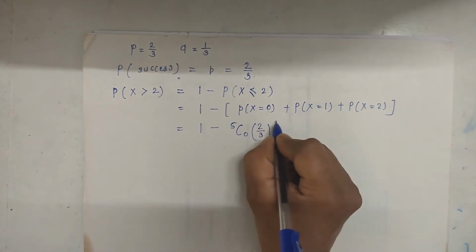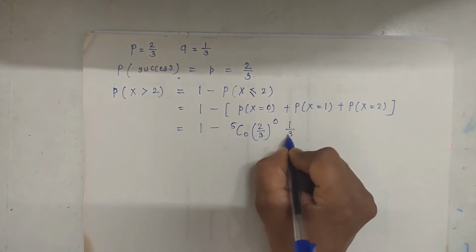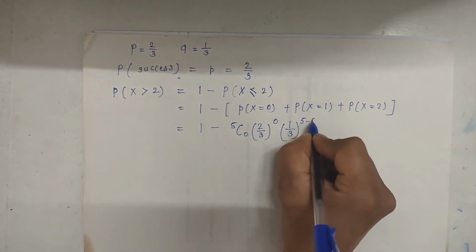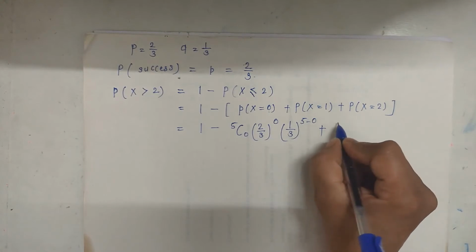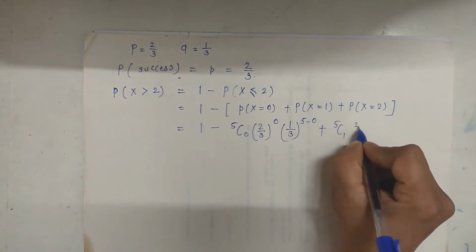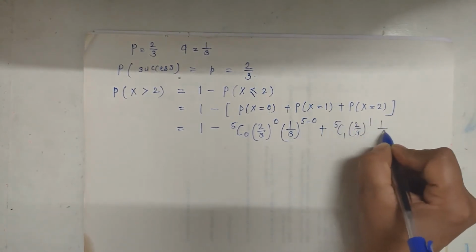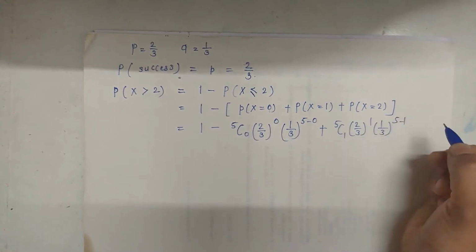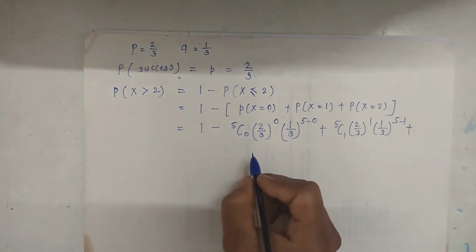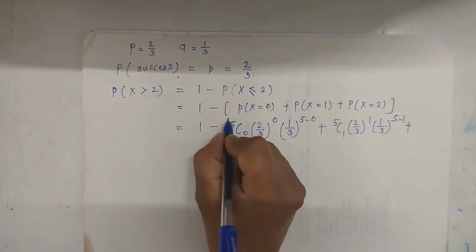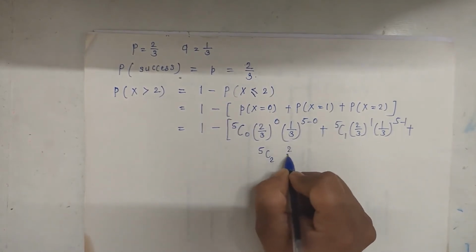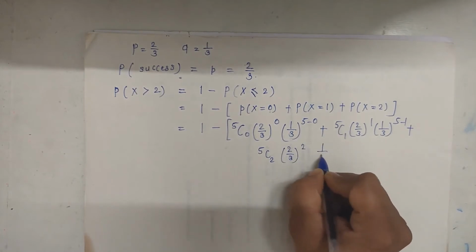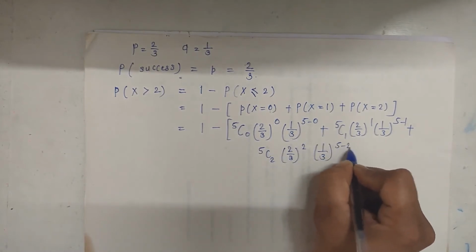Here r is equal to 0 and q is 1 by 3 raised to n minus r, that is 5 minus 0. Plus the probability for x is equal to 1, that is 5c1 (2 by 3) raised to 1 and (1 by 3) raised to 5 minus 1. Plus the probability for x is equal to 2. Here 5c2 (2 by 3) raised to 2 and (1 by 3) raised to 5 minus 2.